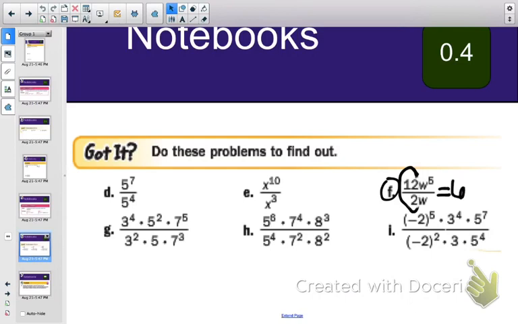Okay, let me erase this a little bit. And then we look at the W's next. So we have W to the 5th over W. Again, that's W to the 1st, really. So then we just subtract 5 minus 1 gives us same base of W to the 4th power. So when you have your whole numbers, don't subtract them unless they're like these ones on G, because those do have exponents. If they have exponents, you can subtract the exponents, but don't subtract the actual numbers, like 12 and 2 here.